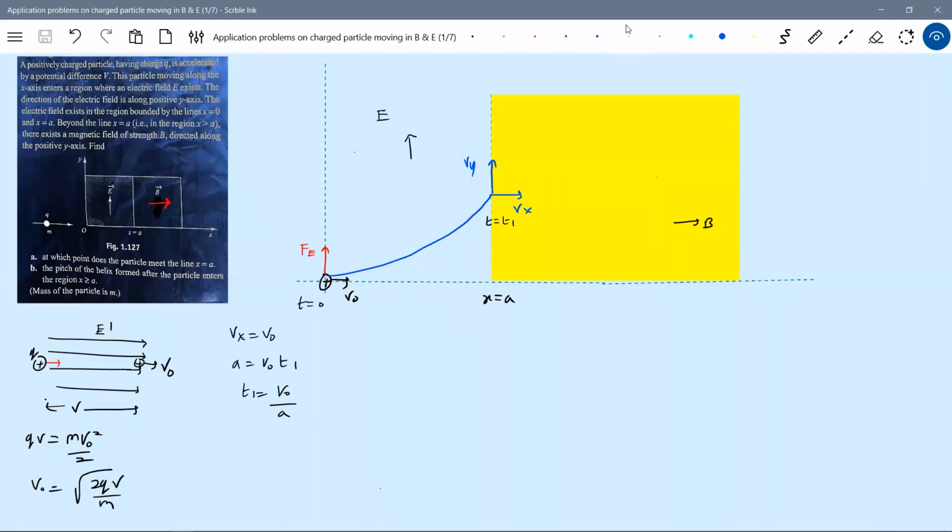Okay, then after this, T1 equals a by v naught. Then what about Vy? How to calculate Vy? Vy shall be Ay into T1. What is Ay? Ay is QE by m.